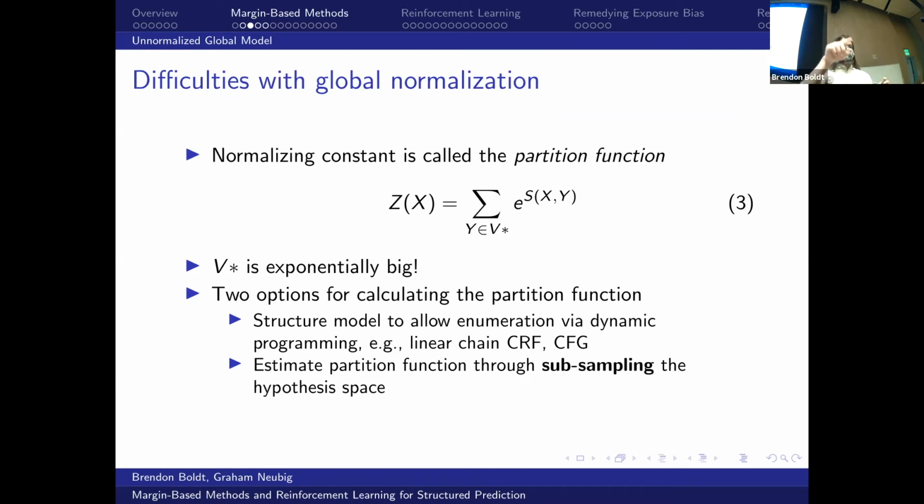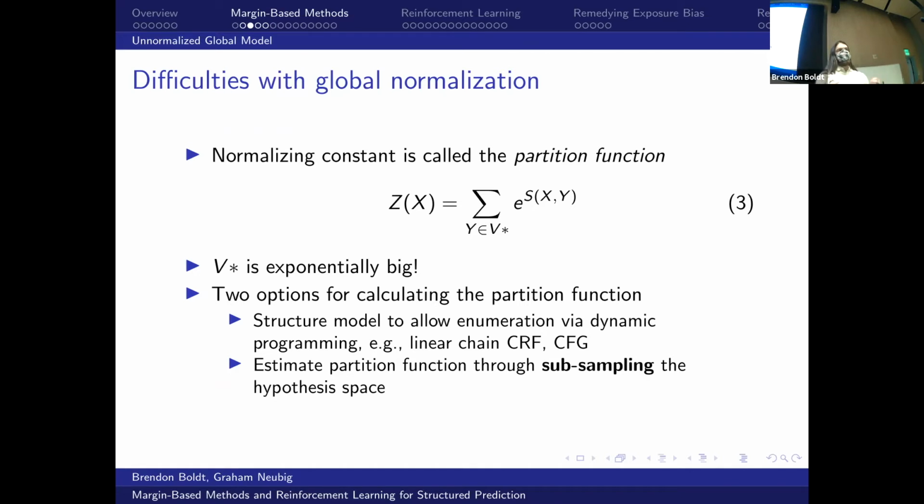So this V star set is the Cartesian product of, if you have a sequence length of 20, 20 sets. And if each set has a cardinality of 10,000, that means that you're going to have to iterate over 10,000 raised to the 20 items. This is exponentially large. There's no way you can do this naively.